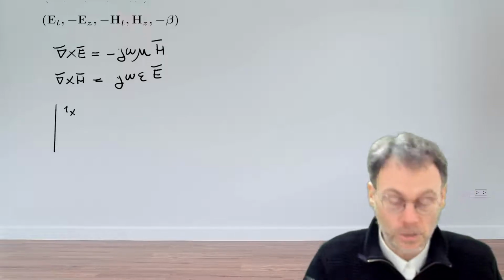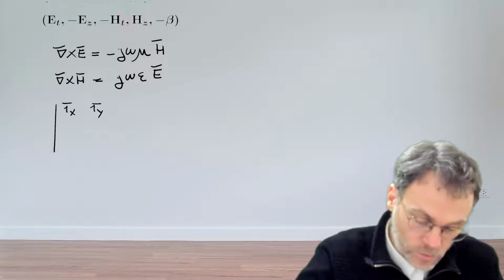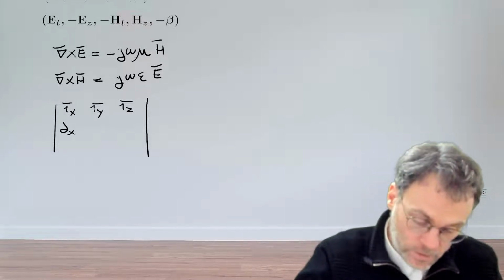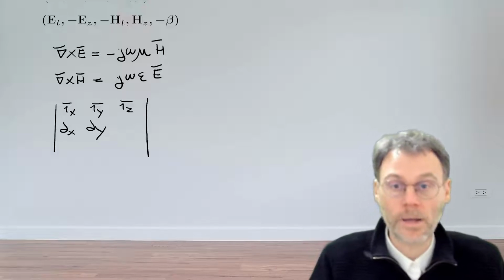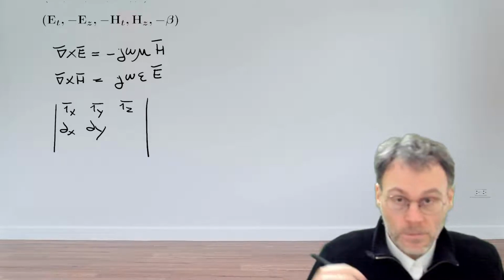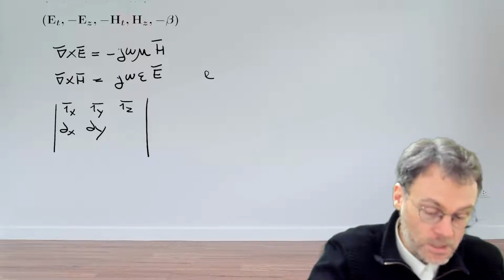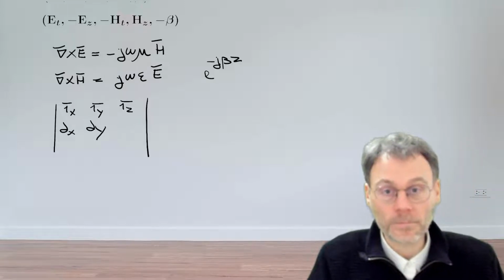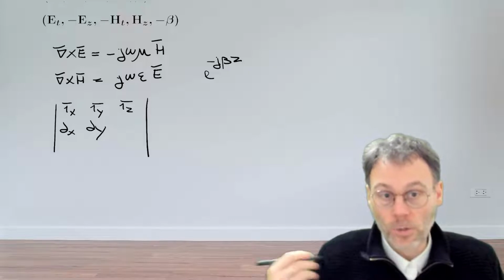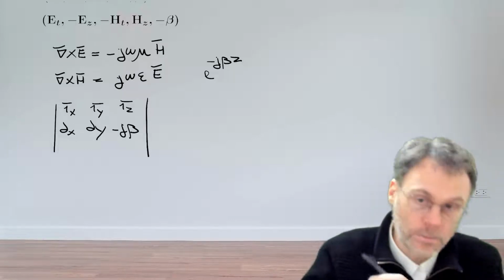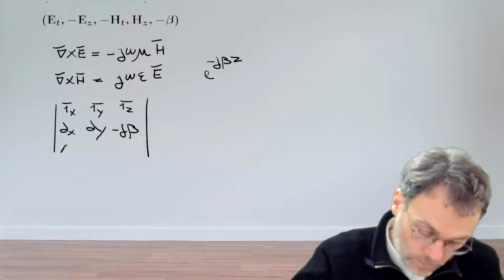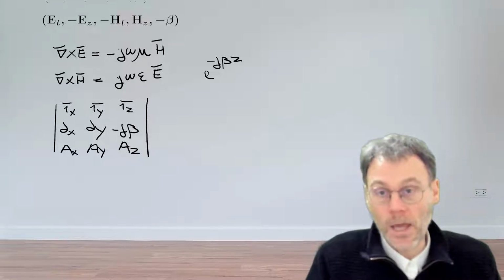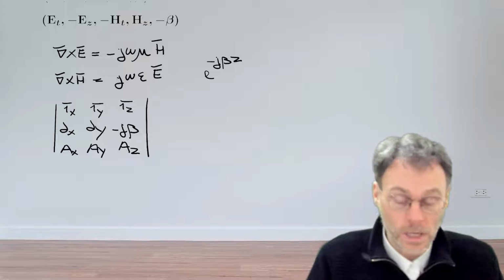So we construct a determinant, and as first row, we have the unit vectors along x, y, and z. Second row is the partial derivatives: partial derivative with respect to x, partial derivative with respect to y. But for the partial derivative with respect to z, since we're looking for eigenmodes, which have a z dependence of exponential minus j beta z, if we take the z derivative, that just corresponds to a multiplication with minus j beta here. Good, and then we have our components of our vector field, Ax, Ay, and Az, where A can stand for either E or H.